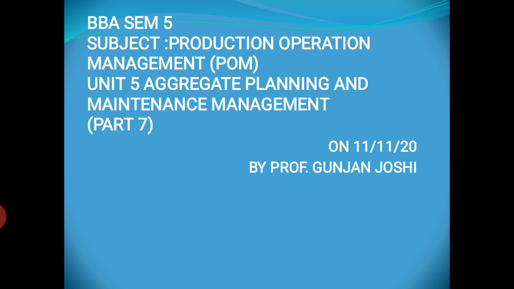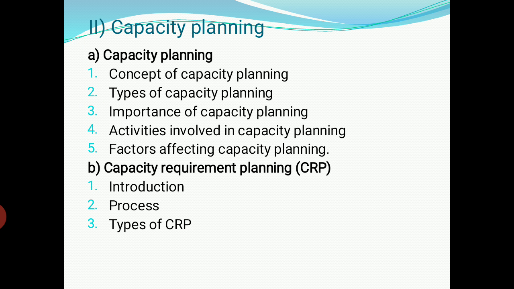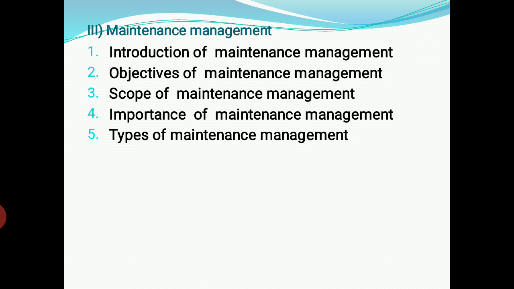We are in our fifth unit of the syllabus, that is aggregate planning and maintenance management, and this is part 7. We have been discussing this unit for almost six parts now, and we have dealt with the different aspects of the three categories that we have divided the whole unit into, that is aggregate planning. We have checked out capacity planning. We have also seen CRP, that is capacity requirement planning, and its various aspects. We are dealing with maintenance management right now, which we already started in the previous session.